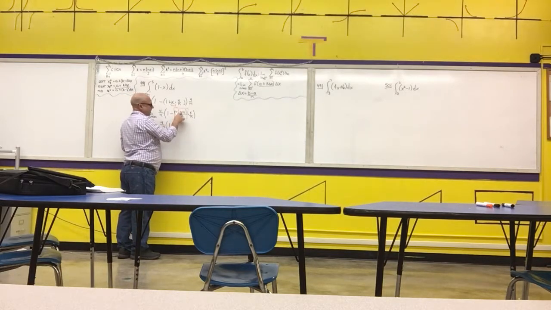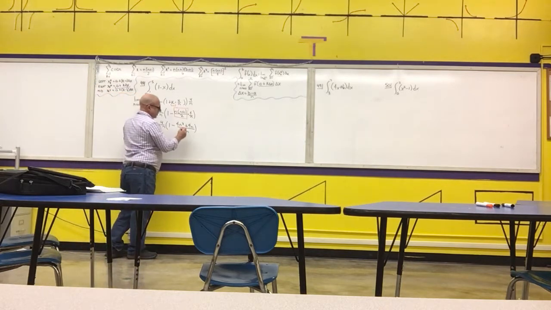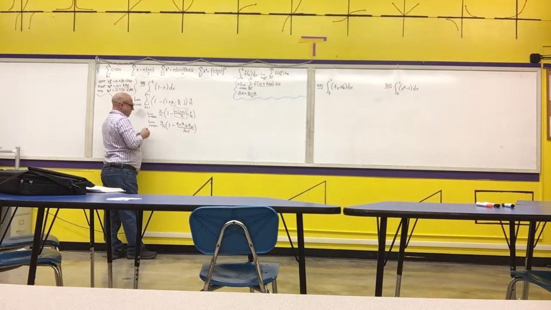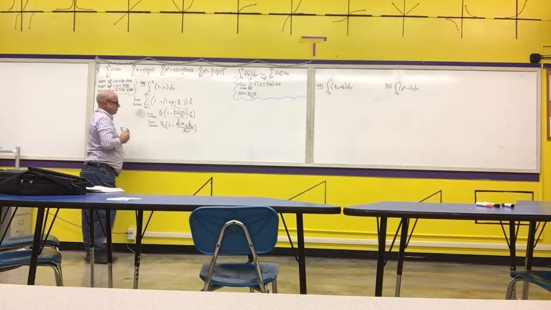n times n is n squared, times 4 is 4n squared. n times 1 is n, times 4 is 4n, over 2n. Right now, this n will cancel with one of those and one of those. The 2 will cancel with that to leave that as a 2 and that as a 2. I'm now going to distribute the 4 over n.